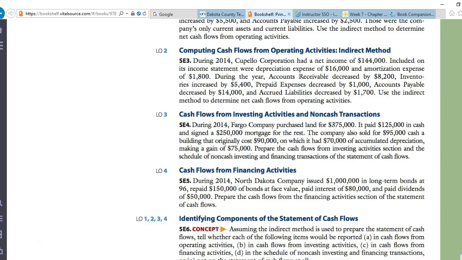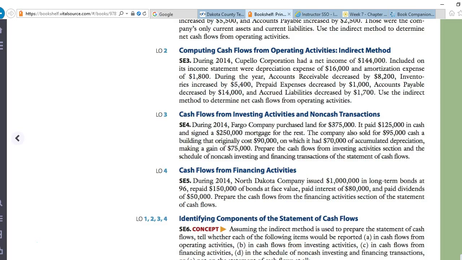So what happened here? It increased a liability, didn't it? The company also sold for $95,000 cash a building that originally cost $90,000, on which it had $70,000 of accumulated depreciation, making a gain of $75,000. Prepare the cash flows from investing activities section and the schedule of non-cash investing and financing transactions on the statement of cash flows. So we're going to deal with the purchasing of land and the selling of a building.